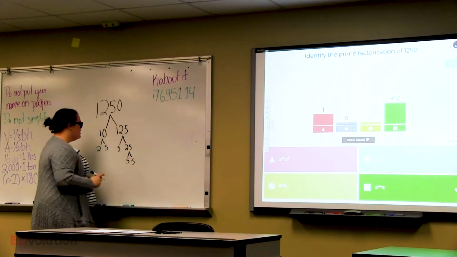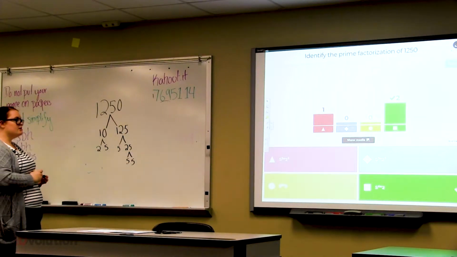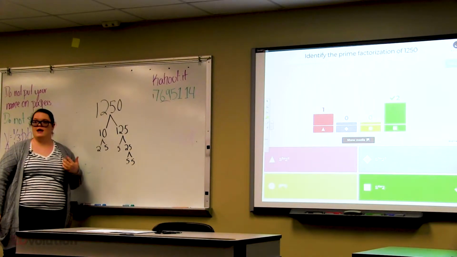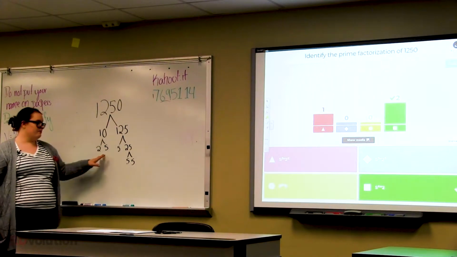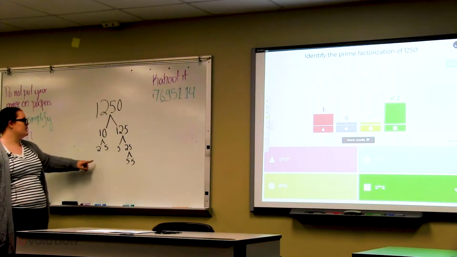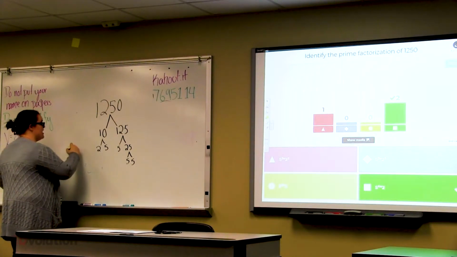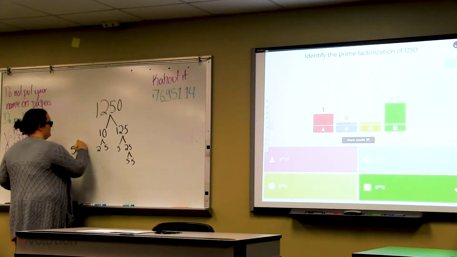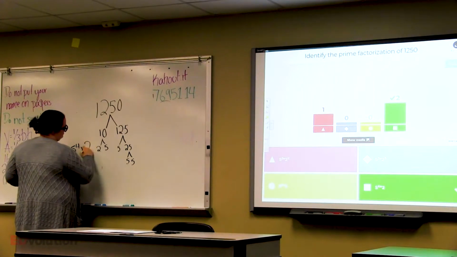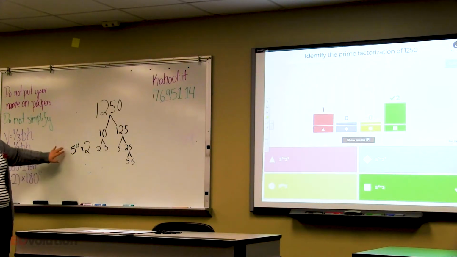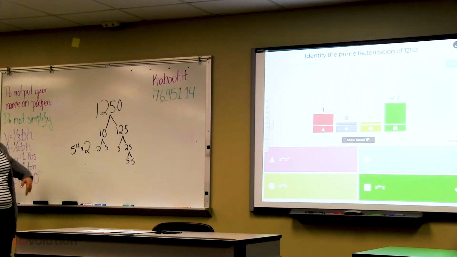Since the only numbers that can go into 2 and 5 are 1 and themselves, those would be prime numbers. And we see that there's 4 5s, excuse me, multiplied by 1 2. So this would be the prime factorization of 1250.